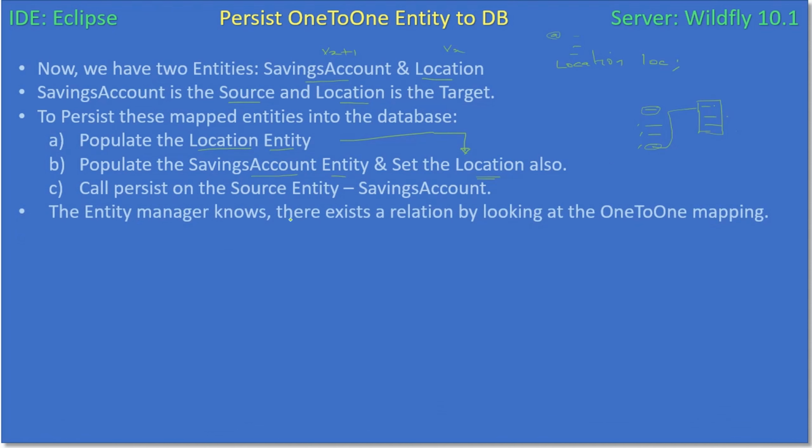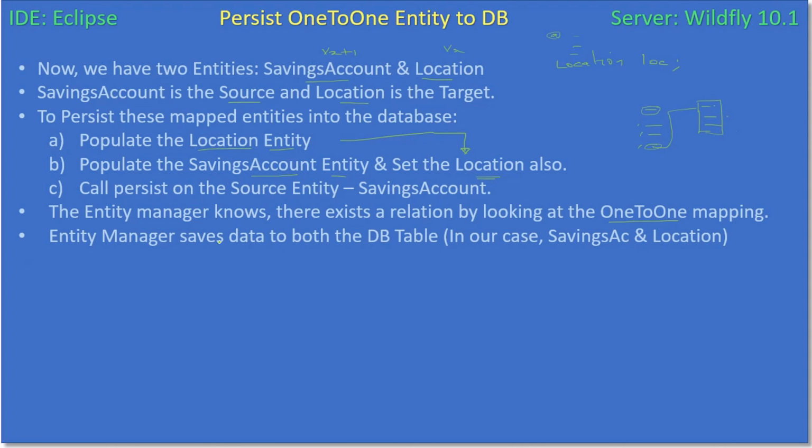The entity manager knows there exists a relation by looking at the one-to-one mapping. So the moment you give the savings account to the entity manager persist method, it starts, as already told, saving the content to the database, and when it comes to the location, by means of the one-to-one mapping, it knows that there is a relation, and it goes to the target entity and saves the content to the database. Entity manager saves data to both the DB tables. So here both the DB table in the sense of savings account as well as location.